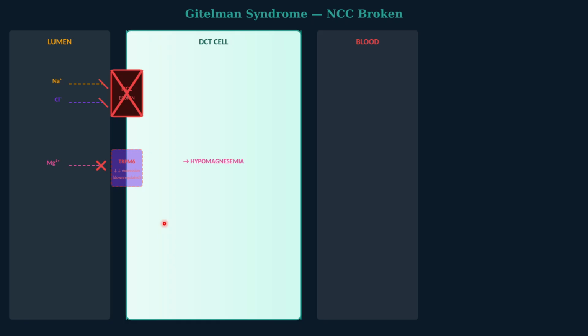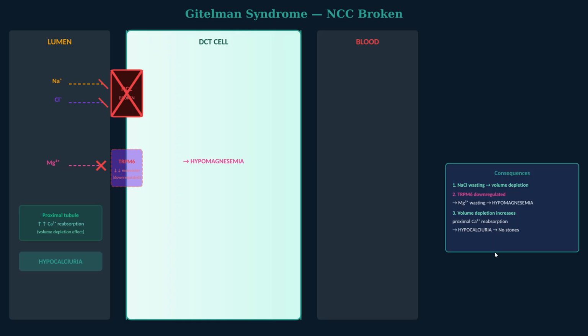Magnesium can't be reabsorbed. You see the X on the magnesium arrow. That's your hypomagnesemia. And what about calcium? Here's where it gets interesting. The NCC defect causes volume depletion. That volume depletion triggers increased sodium and calcium reabsorption in the proximal tubule upstream, so less calcium even reaches the DCT. Look at the green box in the lower left. Proximal calcium reabsorption goes up. The result, less calcium in the final urine, leads to hypocalciuria, no stones, no nephrocalcinosis.